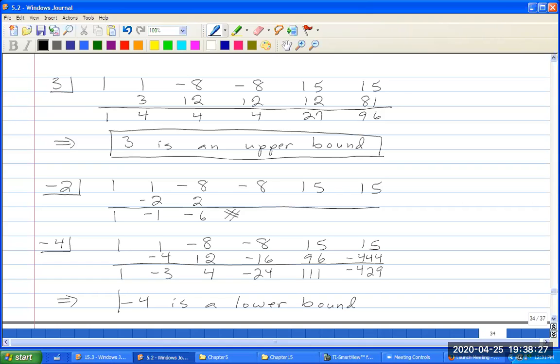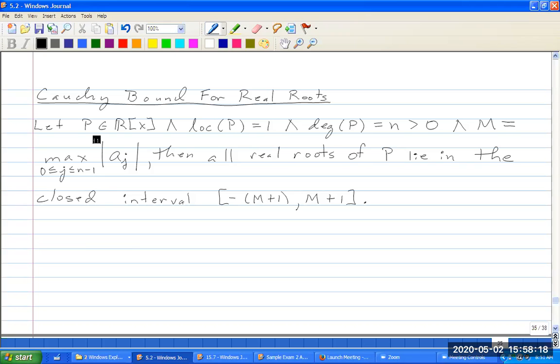So you know that if you're going to be trying, you should pick numbers between negative 4 and positive 3, because you know that numbers bigger than 3 or less than negative 4 will not work. Okay, so this gives you just a rough idea of at least how to home in on values to check.